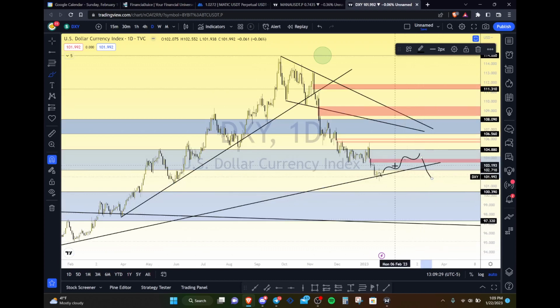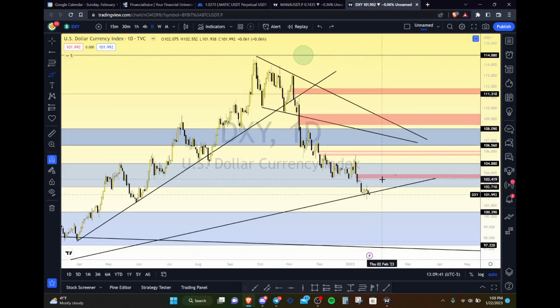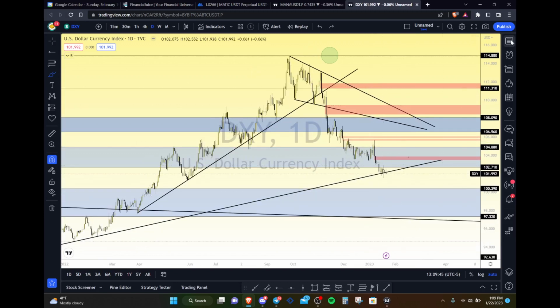But we may skip all this if we gap really weak into the futures or when markets open Monday and just see continuation to the downside. So this is going to be a great week coming our way, whether it's up or down for the dollar. A lot of volatility in my opinion, and we're going to get a lot of questions answered.